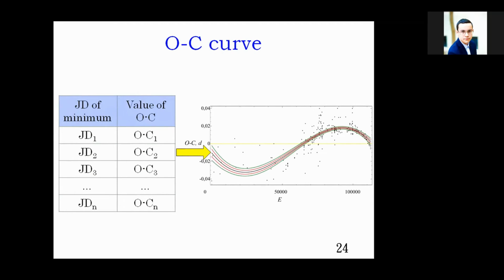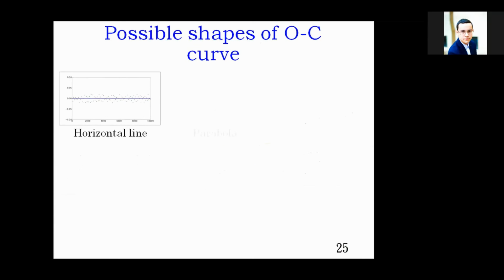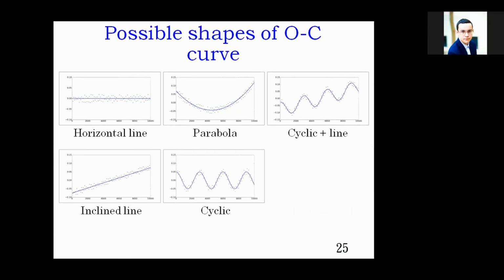Let's return to the O-C curve, the main topic of our research. If we get a large enough set of O-C values, we can create a plot, and according to the shape of this plot, we can decide what happened with this star. The perfect case is a horizontal line, but we never observe it. It means that the period and the initial epoch are absolutely correct, and nothing is changing.